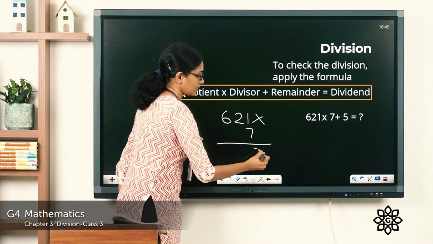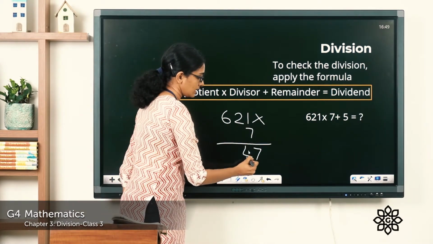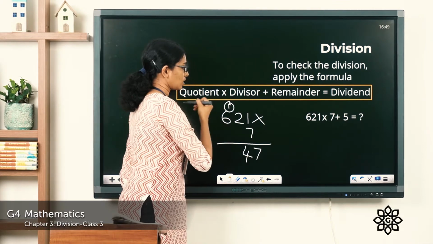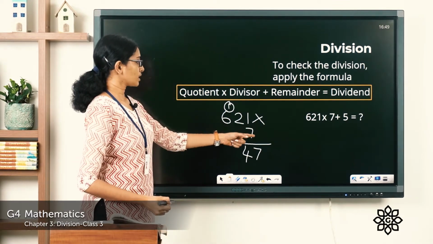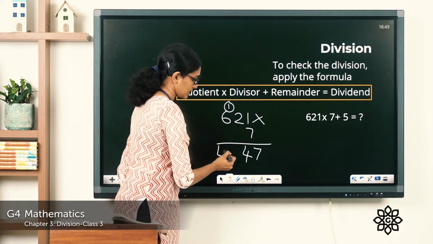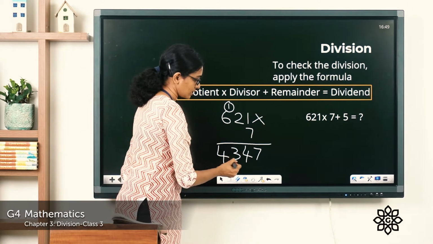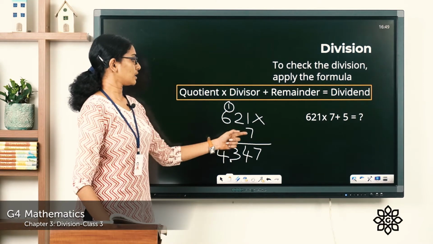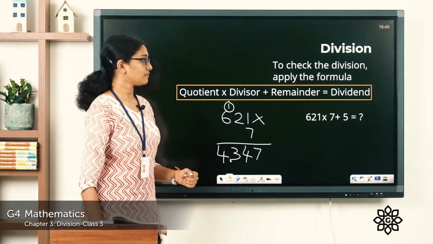7 ones are 7, 7 twos are 14. Let's write the 4 here and carry over the 1 to the hundreds place. So 6 into 7 is 42 plus this carry over 1. So that becomes 4347. Now we have a remainder 5 there.